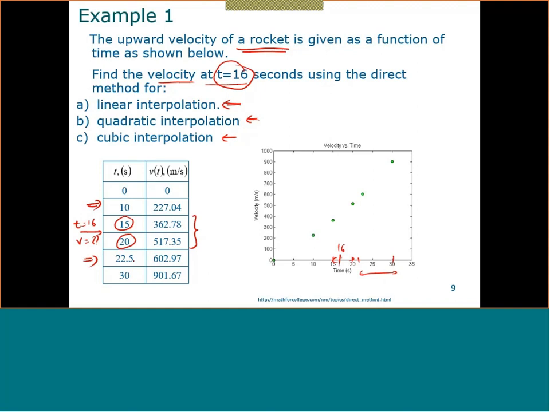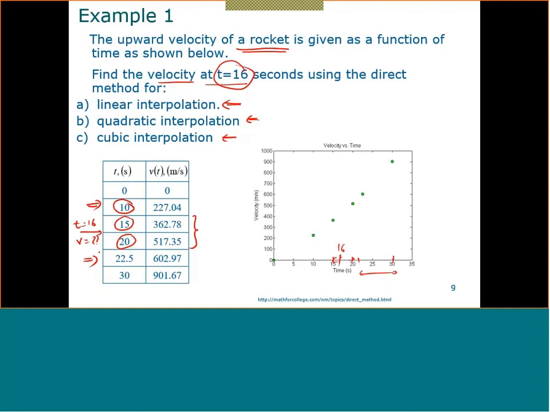We see which point is closer to 16. So 16 is here. The difference between 16 and 10 is 6. 16 and 22.5 is 6.5. So 10 is closer, so I will take the 10. Now you might ask, what if both points are the same distance? Then you have the right to select any of them. It will not make a difference.